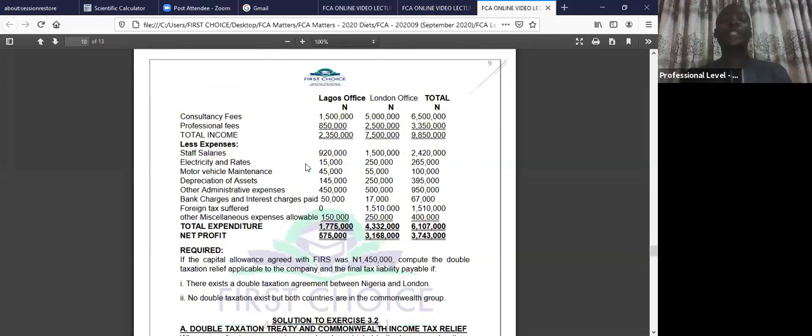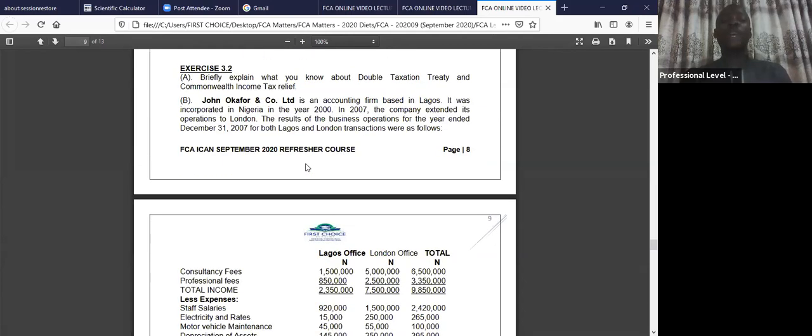I will try and see if there's an audio for this double taxation. I used to have one before. I will check if it is still there. If it is there, I will send it to the WhatsApp group so that you can also get more tips on how to solve double taxation questions.